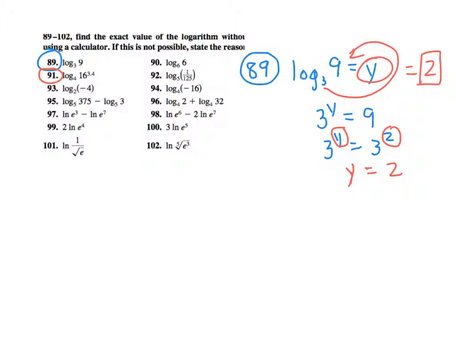91 is an extension of that. So 91, I'm going to think of this as y, and I'm going to say that 4 to the y equals 16 to the 3.4. Now, similar to the last one, I have for the y, I have 16 to some number. I have different bases, so I'm going to rewrite that 16 as 4 squared.